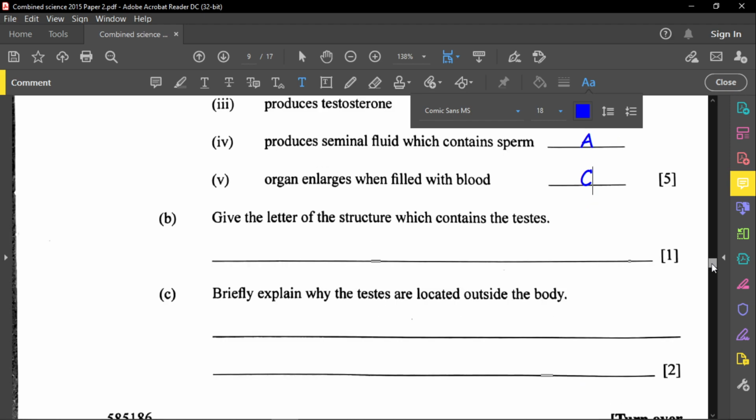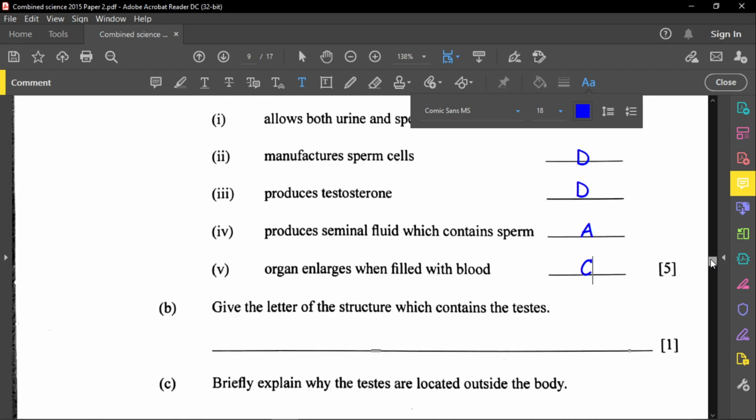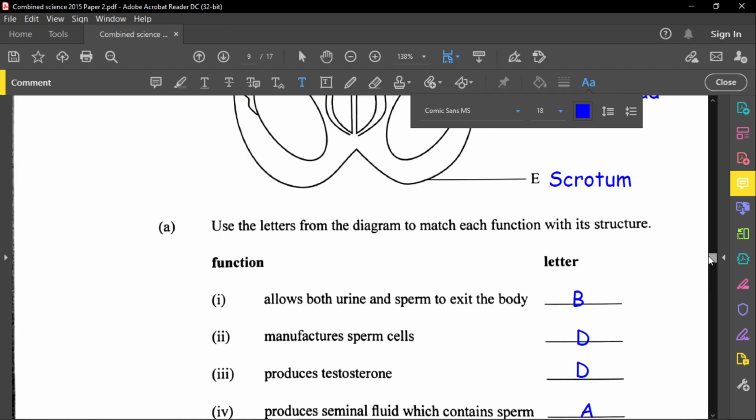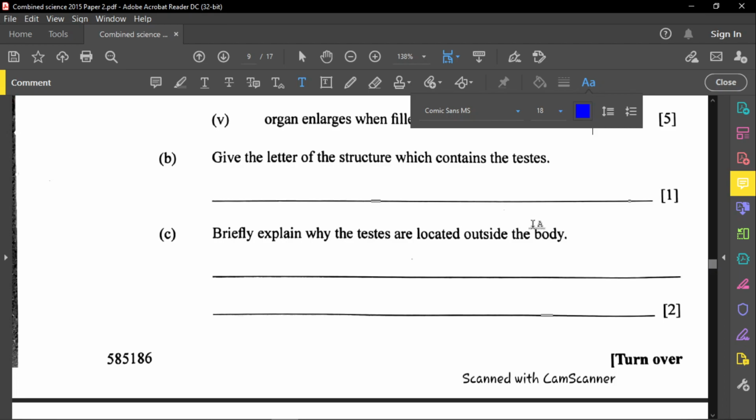Now part B, it said give the letter of the structure which contains the testes. It's asking for the letter, not the name. So the testes are located in the scrotal sac or the scrotum. So that is E right there. This is letter E.